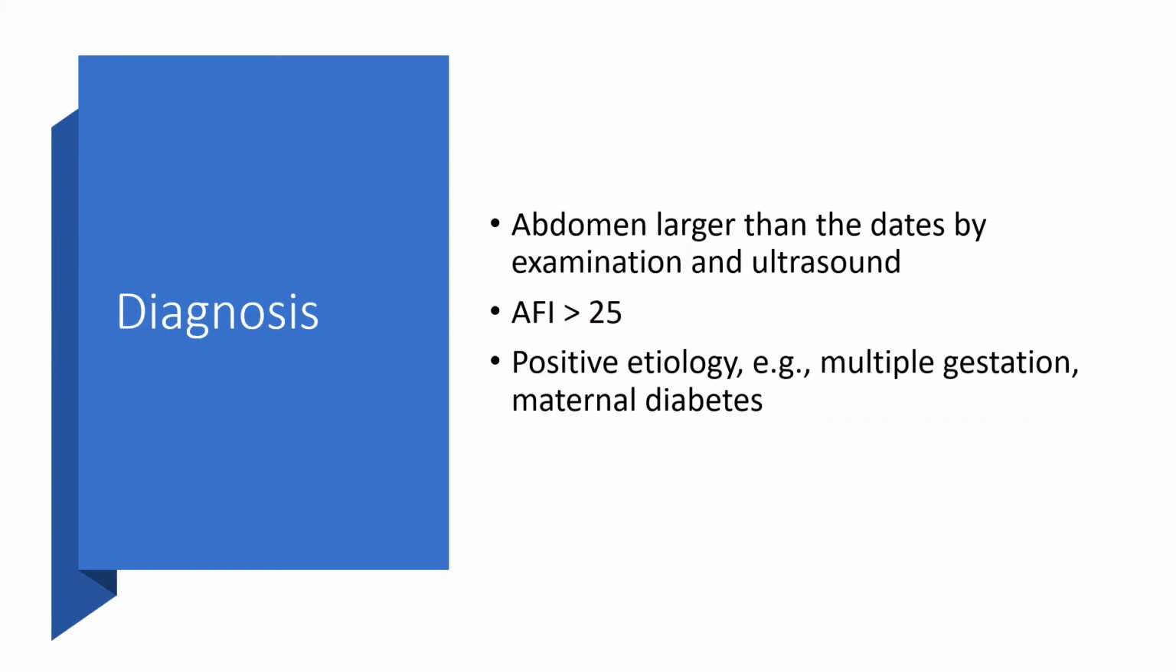So how do you diagnose polyhydramnios? Clinically, the abdomen is larger than the dates, right? And then when you do the ultrasound and measure the amniotic fluid index, that can be confirmed. Amniotic fluid index more than 25. Then when you take the history, you may see the patient has multiple gestation or maternal diabetes. So any of those etiological factors may be there.